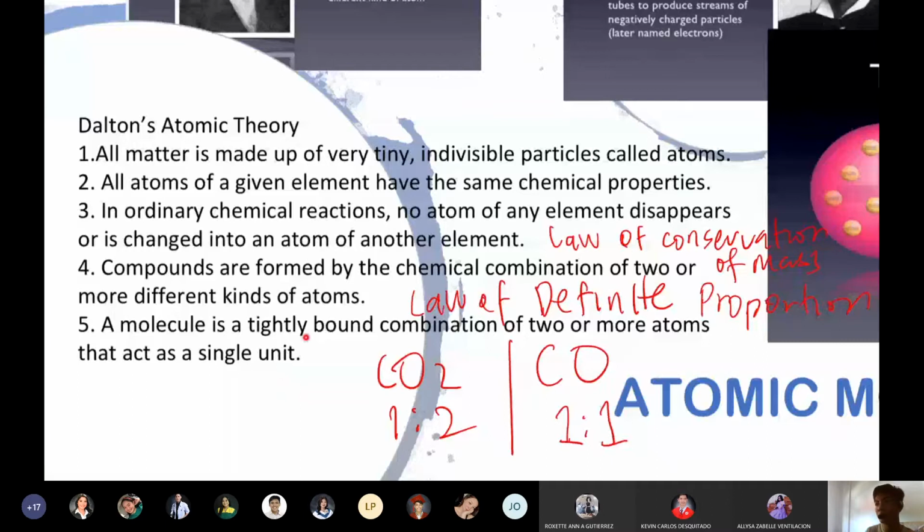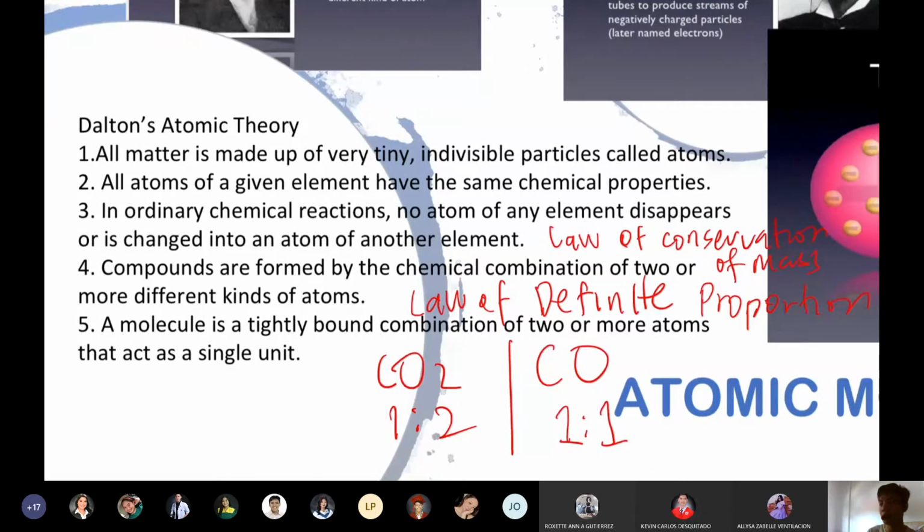Okay. So, yan. So, in law of definite proportion, according to Dalton's theory, is that your atoms combine, no, in certain ratios, no, to create a molecule, no. Different ratio results in different molecules, no. So, yan. So, yan yung idea.